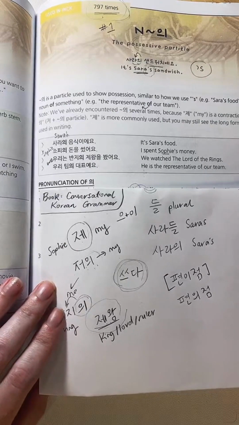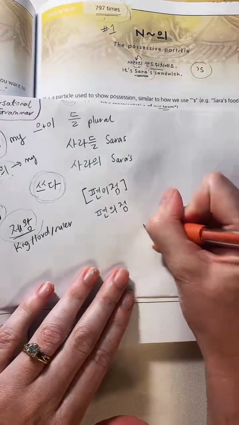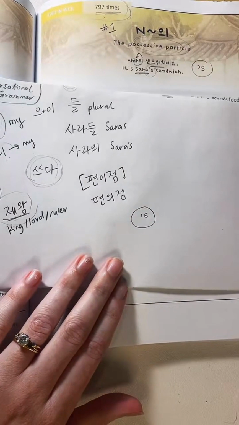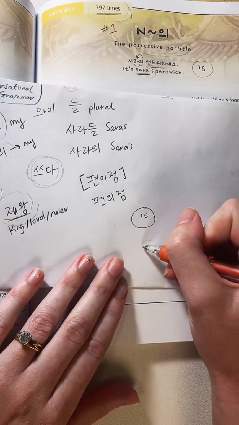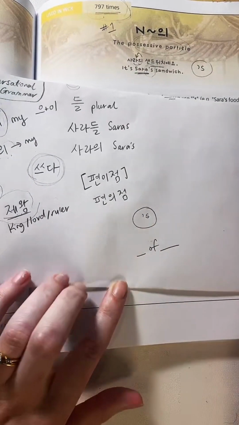Possessive, as in the possessive nouns, yes. So it's commonly like this one, or the "something of something else."